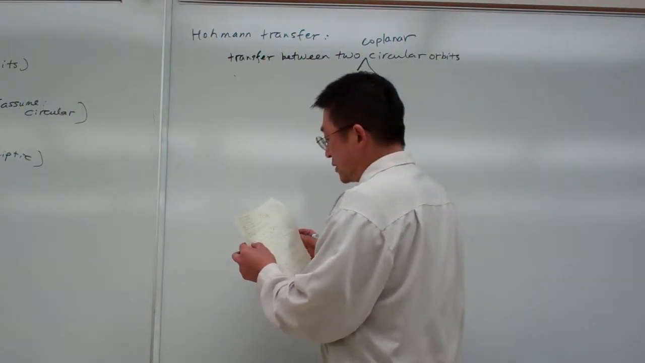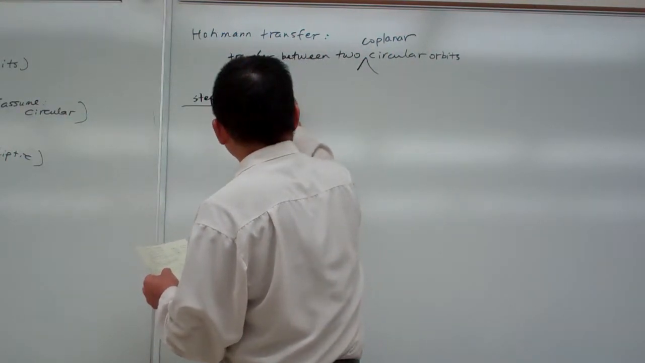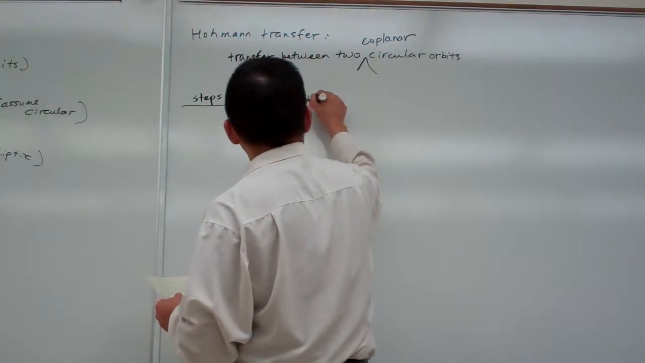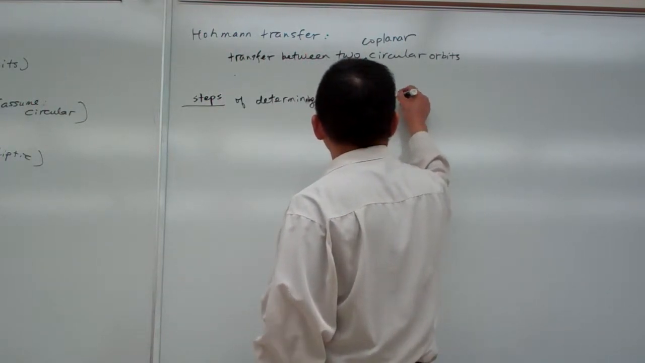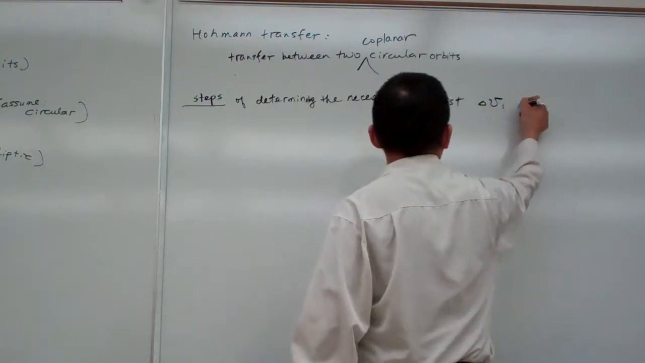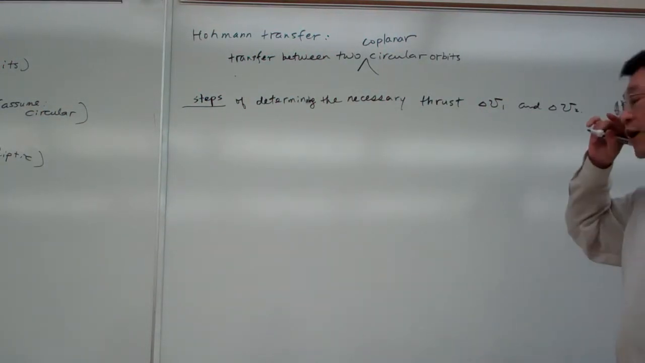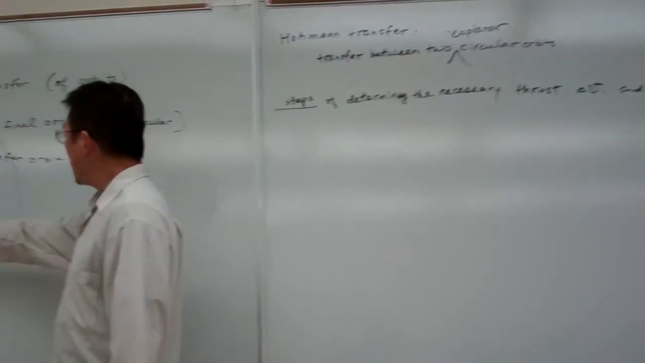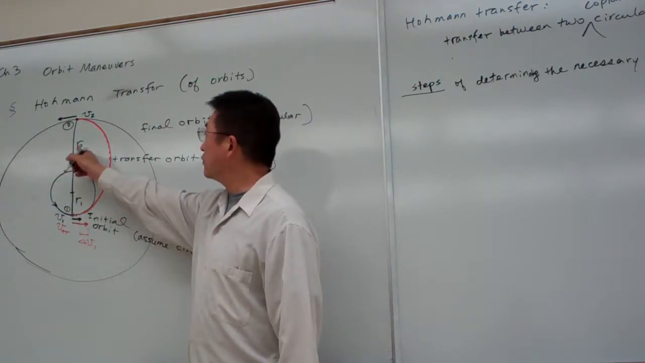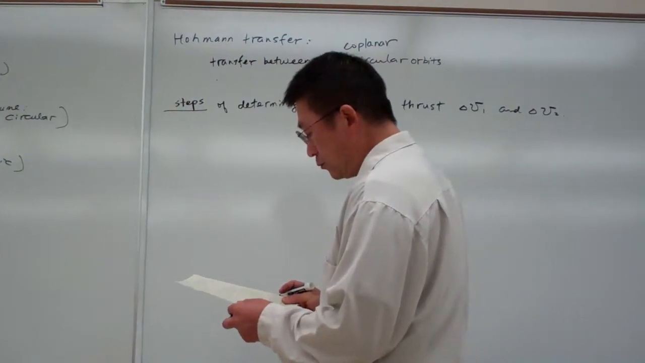And this one is to determine the necessary delta V1 and delta V2. And you must know the transfer is taken for the half cycle of the transfer orbit, which means here we move from the south pole to the north pole of the corresponding orbit here.